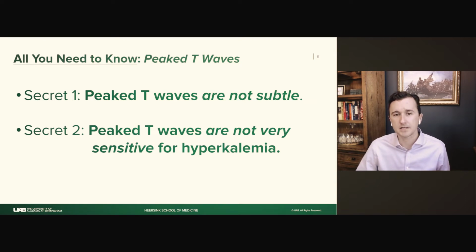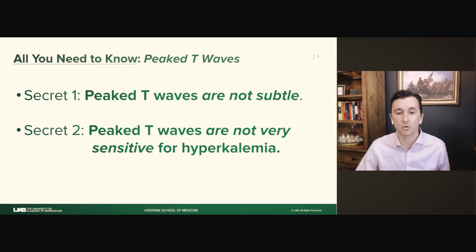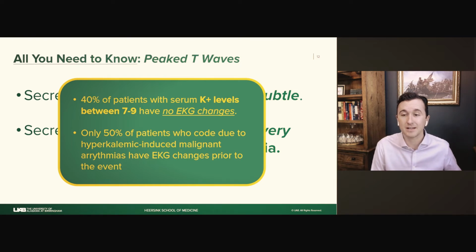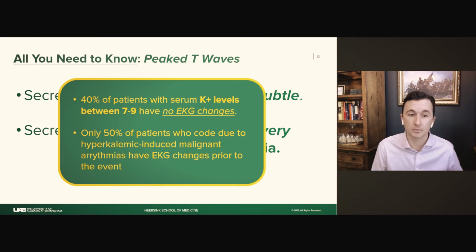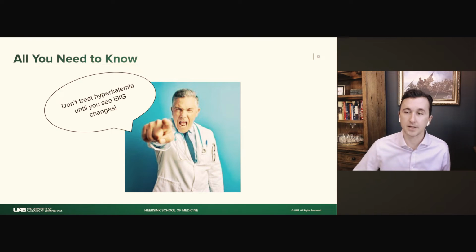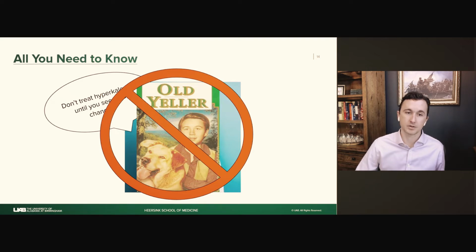The other thing about peaked T waves is while they're very specific, they are not very sensitive for hyperkalemia. In fact, 40% of patients with potassium levels between 7 and 9 will have no EKG changes at all. And only about half of patients who code due to hyperkalemia-induced malignant arrhythmia will have an EKG change prior to the event. So while I think we probably way overtreat mild and even moderate hyperkalemia, the old adage that you probably shouldn't treat hyperkalemia until you see EKG changes should probably be given the old Yeller treatment.